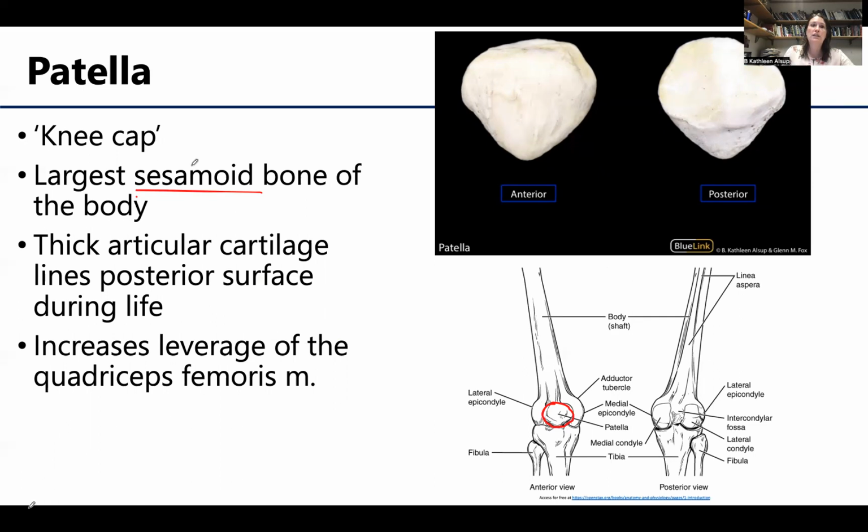And so on the posterior surface, you're going to have thick articular cartilage because it's articulating with the anterior surface of the femur here. And this really serves to modify the direction of pull of the quadriceps tendon. It increases the leverage of the quadriceps tendon, and it can help in terms of improving the efficiency of the movements of the knee joint, more precisely in terms of extension of the knee. So an important little bone here, sitting right here on this distal surface of the femur.